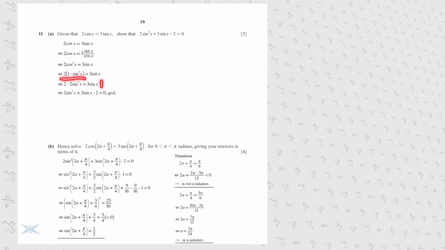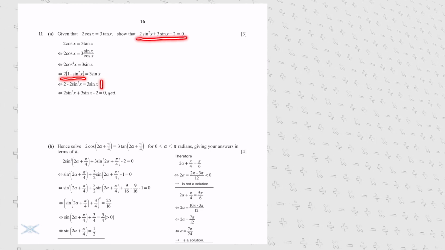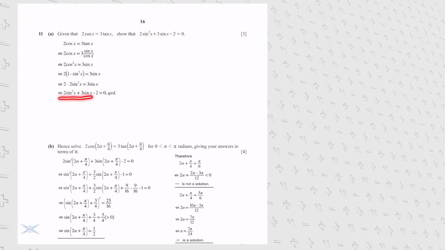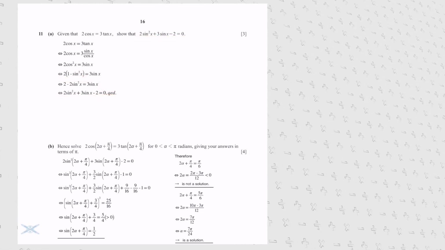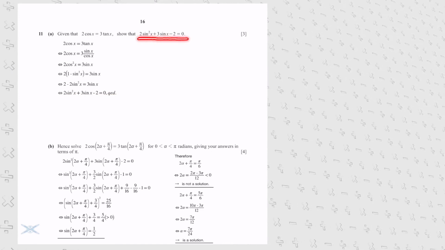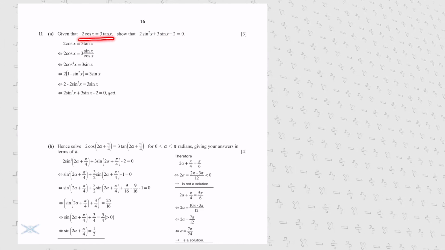And after that we will simply rearrange this entire equation for 0, which makes sense since we are supposed to find an expression that equals 0, and come to the conclusion that indeed the expression 2 multiplied by sine x squared plus 3 sine x minus 2 equals 0 is the equivalent of the expression 2 cosine x equals 3 tangent x.